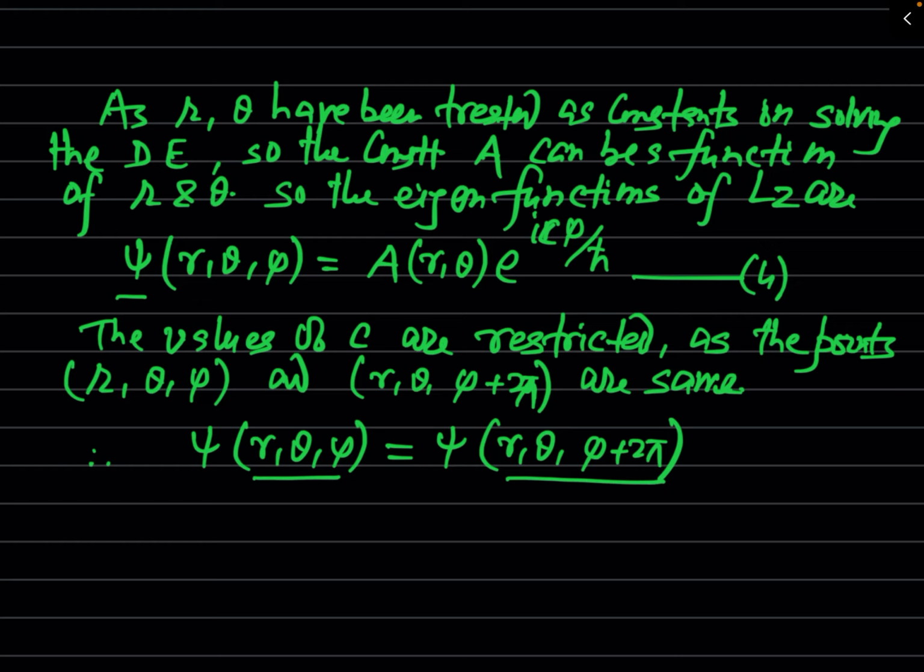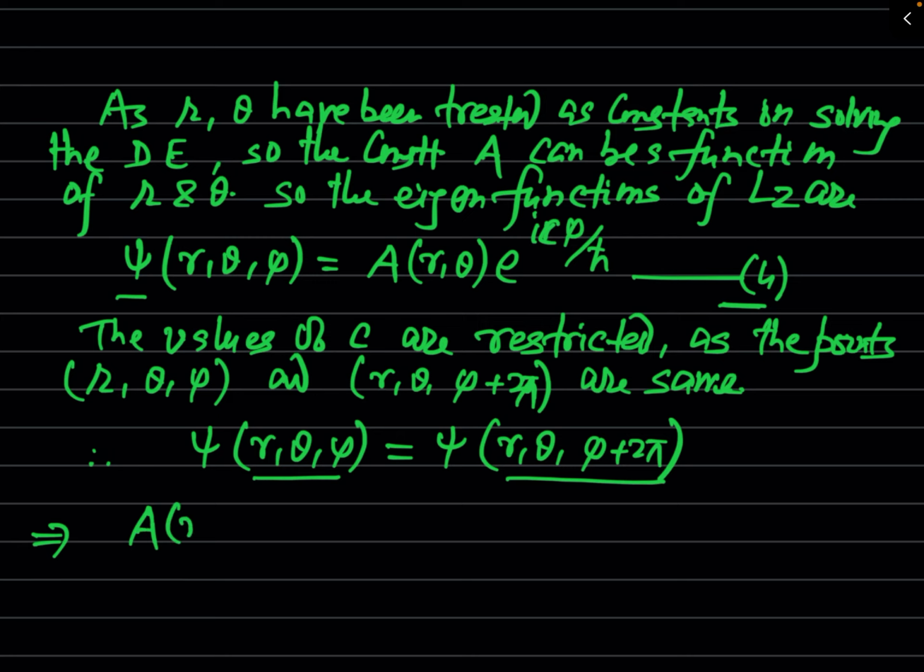Its value must be 1 and only 1. So you can say that psi of r, theta, phi and psi of r, theta, phi plus 2 pi must be equal. Now when we substitute the value of these functions psi of r, theta, phi and psi of r, theta, phi plus 2 pi on the basis of this equation 4, what will you get?